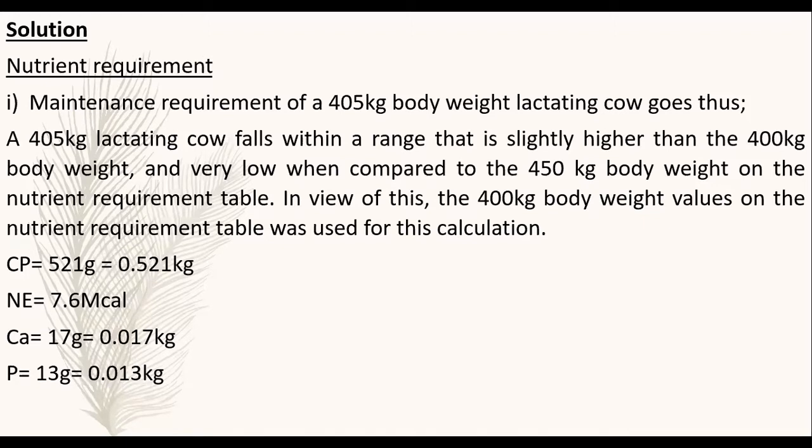The maintenance requirement of a 405 kg body weight lactating cow. If you check the nutrient requirement table, there is no 405, no 406, no 407. We only have 350, 400, 450. And we are having 405. 405 is closer to 400 than to 450. That means we're going for 400. But if it is 445 kg, that means we go for 450 kg, not 400 kg.